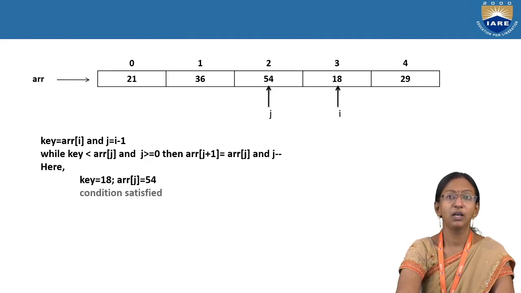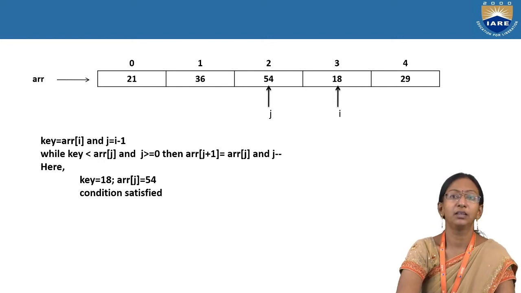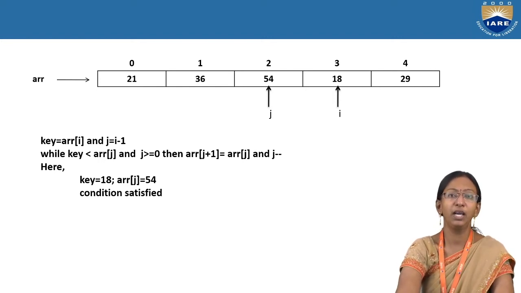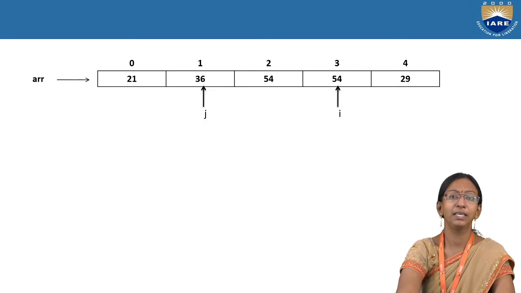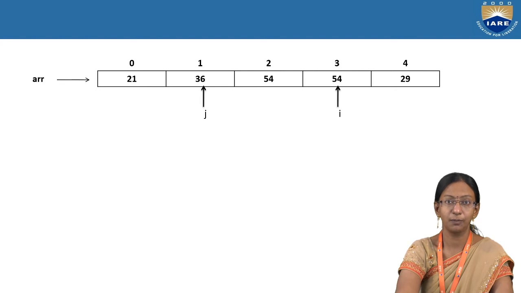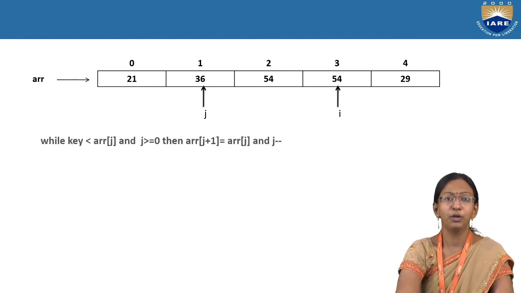Condition satisfied. If the condition is satisfied, place the value pointed by J in J plus 1 position and decrement J. So the result of that will be at index 3, you are going to have 54, a copy of that. And J is pointing to an index value 1 and a value 36. Right? So as the loop didn't break, again the process starts.